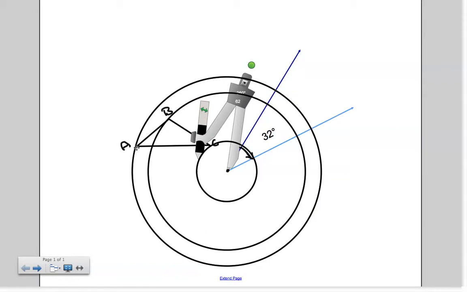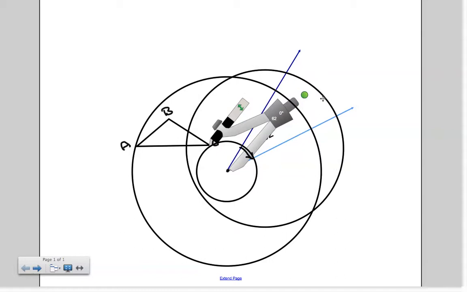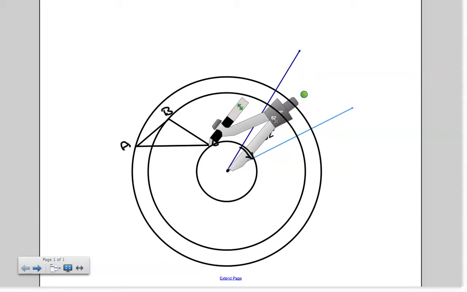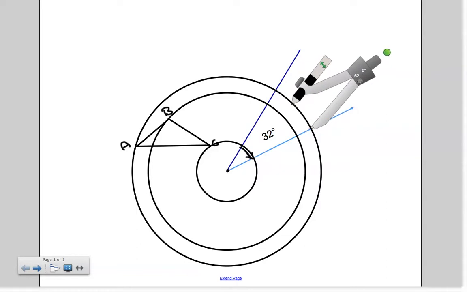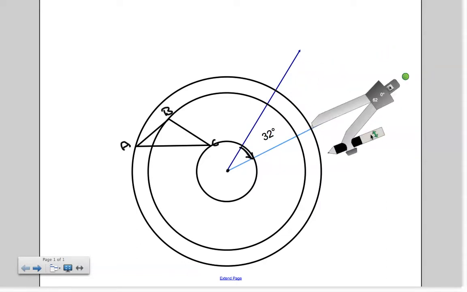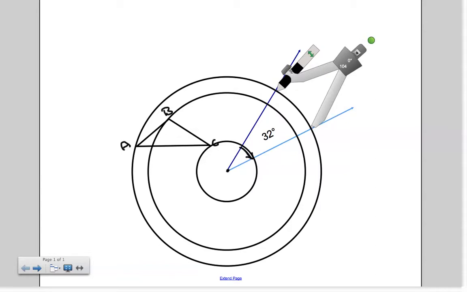So if we look at vertex A, it's on the biggest circle. So what we have to do is measure the arc of the biggest circle, because that's the circle that passes through A. So we put our compass on the point, and we measure the size of our vertex. Now once we've done that, we place our compass. So now I know this is the size of the vertex.